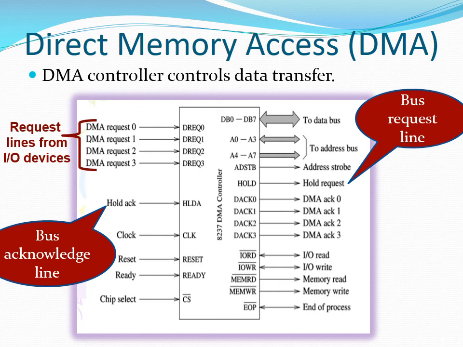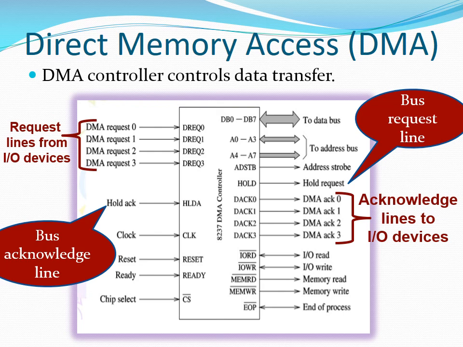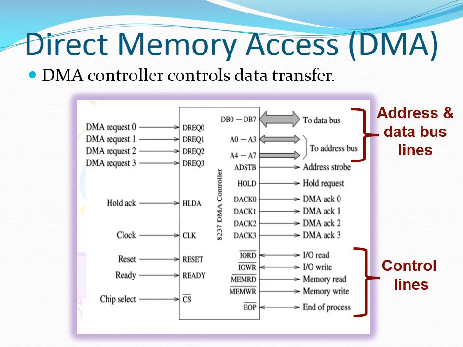The hold acknowledge line is the line that is used by the microprocessor to acknowledge and therefore grant control of the system bus to the DMA controller. The DMA acknowledge lines are the lines that are used by the DMA controller to acknowledge the respective DMA requests. They are used to indicate to the I/O device that the request for DMA has been granted. Address lines, data lines, and control lines are the lines that are used by the DMA controller to control the system bus during DMA.